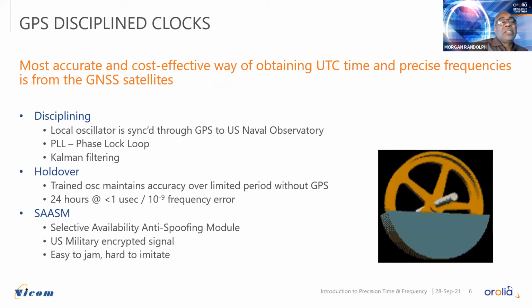GPS disciplined clocks are the most accurate and cost-effective way of obtaining UTC time and precise frequencies from GNSS satellites. GNSS is all of the satellites up there that are currently there: GPS, GLONASS, BeiDou, and all the rest of them. They provide time right from the satellite systems into our device or any other device out there.